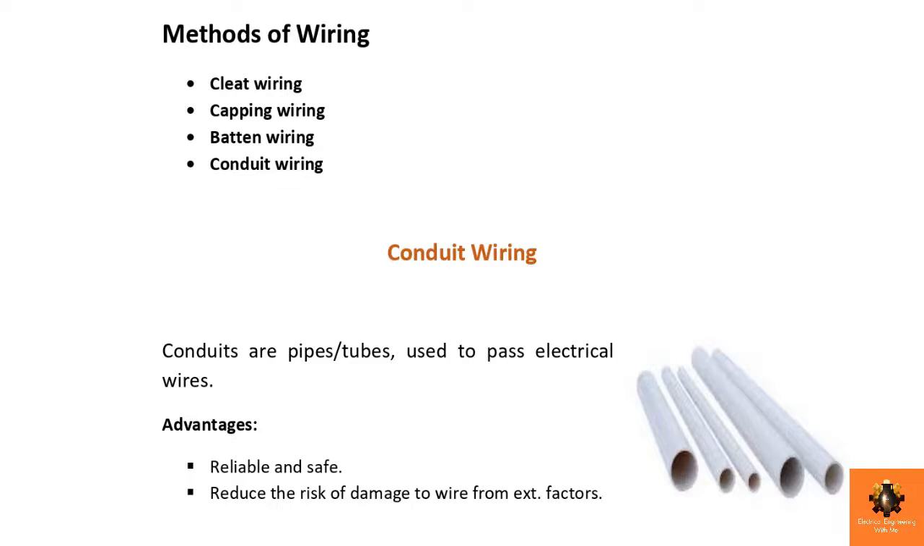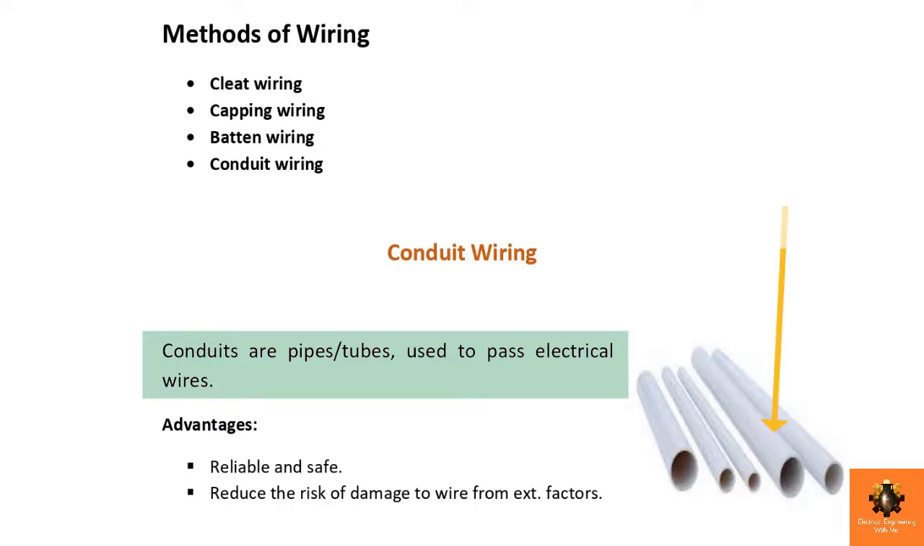Basically, there are many types of wiring like cleat wiring, capping wiring, batten wiring or conduit wiring, and some others also. But in this class we will discuss only the conduit method of wiring installation, which is the most popular in practice nowadays. Okay, so conduit is like a pipe or a tube. You can see in this picture, these are the electrical conduits, and in this type of wiring, insulated cables or wires are passed through these conduits.